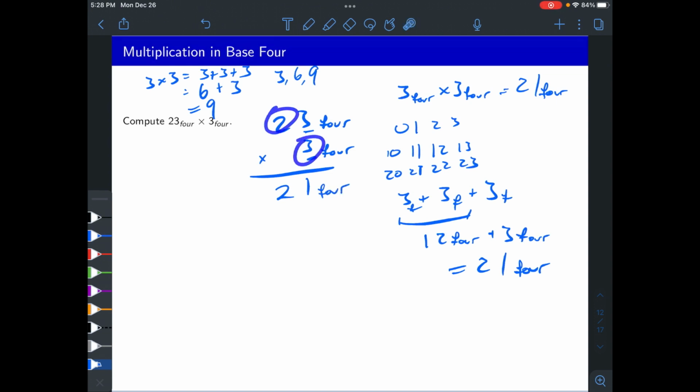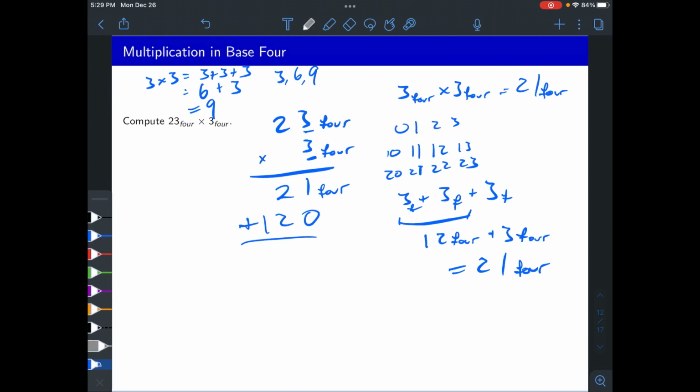And then what's 2 times 3 base 4? You could just do that as 3 plus 3, which is equal to 1, 2 base 4. So I'll just write that down because that's going to be your answer. And then tack on a 0 here because we're really doing 20 times 3. Whenever I have an extra 0 over there, it's just going to put an extra 0 in the place value there.